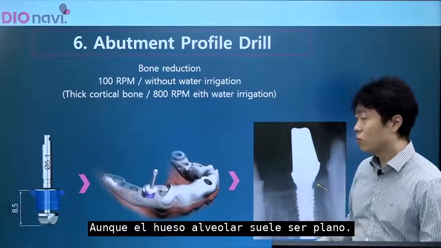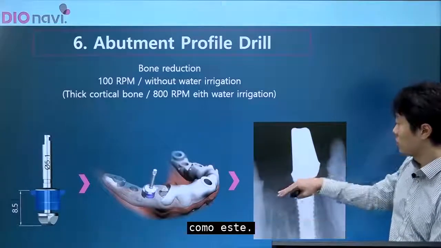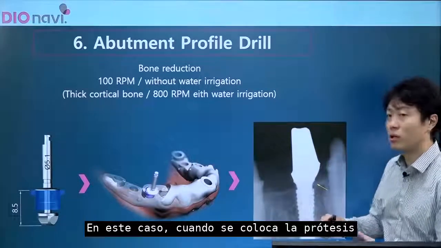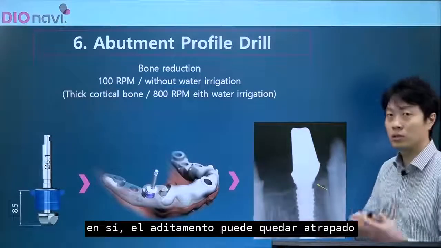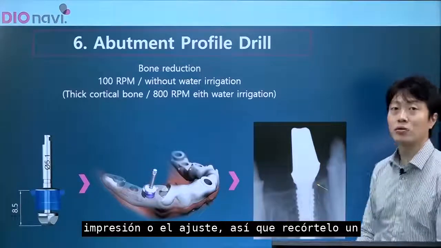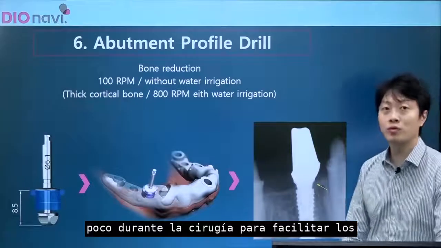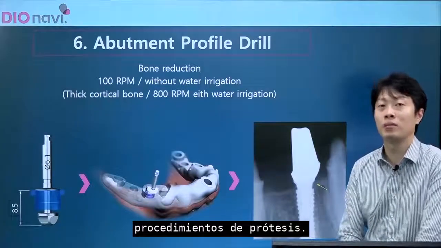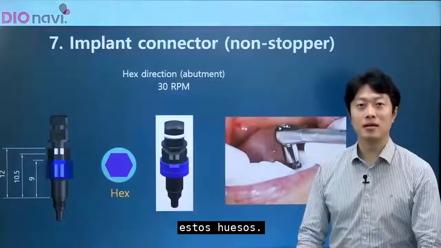Although the alveolar bone is usually flat, there are more cases that have inclined bones like this. In this case, when the actual prosthesis is placed afterward, the abutment may get caught in these areas, making it difficult to take an impression or tighten it. So trim it a little during surgery to make things easier for prosthesis procedures. So you can understand it as trimming these bones.